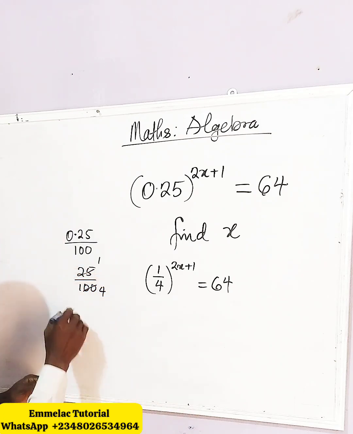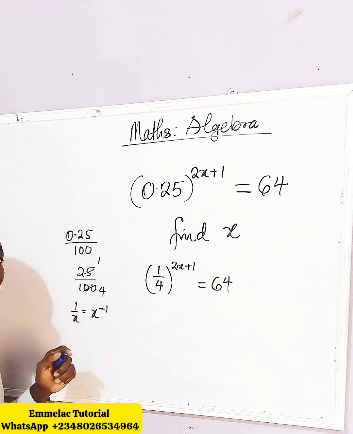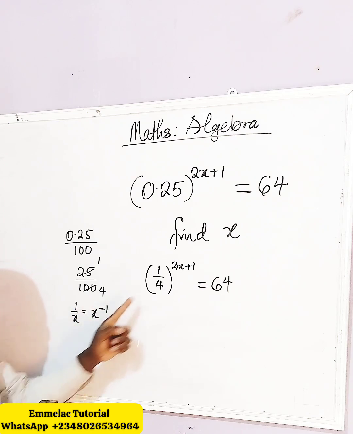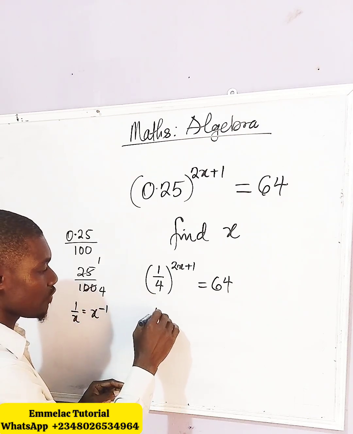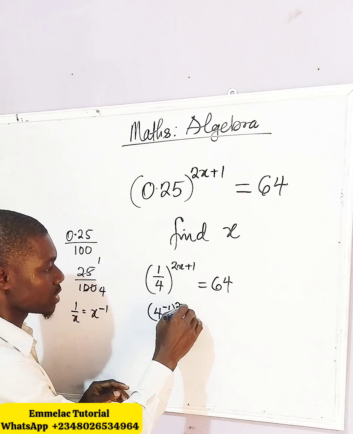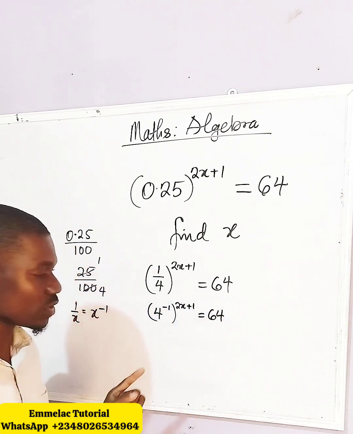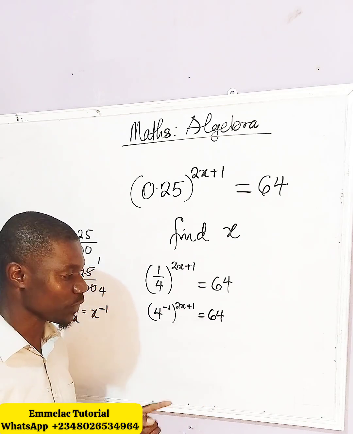Is there a way we can actually change this to an index? Yes. If you have 1 over x, changing this to index could be x raised to the power of negative 1. Now if this is 4, you can say this is 4 raised to the power of minus 1, all raised to the power of 2x plus 1, equals 64.